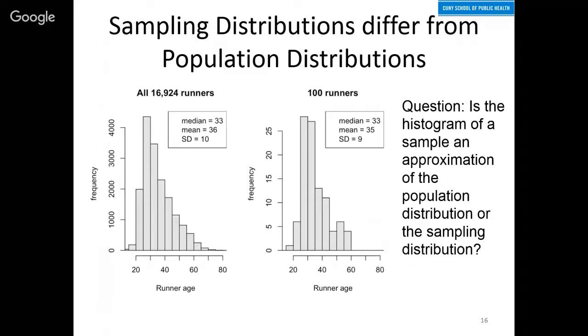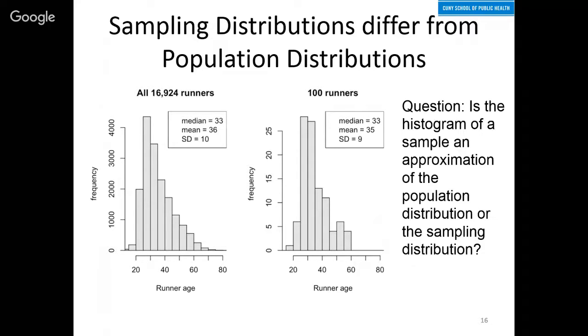Sampling, yeah. Or wait a minute. Is this an approximation? Does this look like the population distribution, or does this look like a sampling distribution? It looks like the population distribution. It's got the same peak here at about 30, has about the same spread between about 20 and 70. We have a little less up here just because there are fewer extremes in the small sample, but it looks a lot like the population distribution.